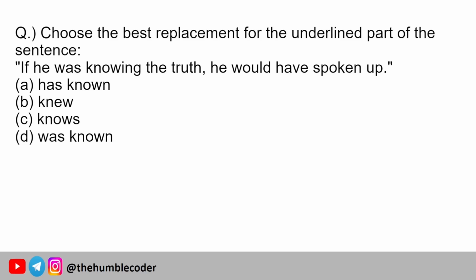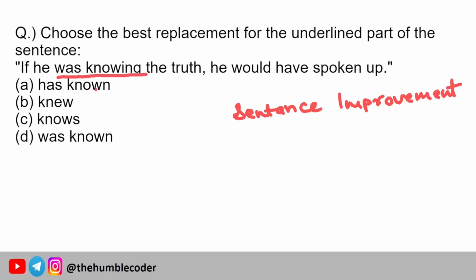Now, in this sentence also we have to find out which part is not grammatically correct and which has to be replaced. So this type of topic is called sentence improvement. Sentence improvement is the topic, and let's read the statement once again. If he was knowing the truth he would have spoken it. So "was knowing" is not the correct sentence. What we now have to figure out is, "was knowing" should be replaced with which option.